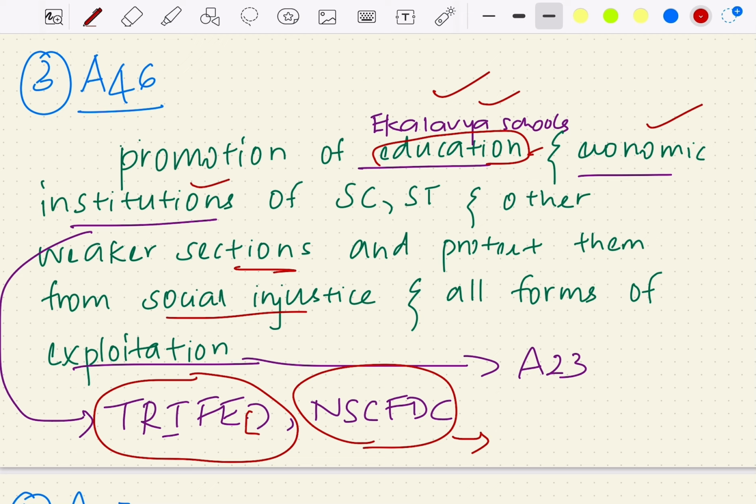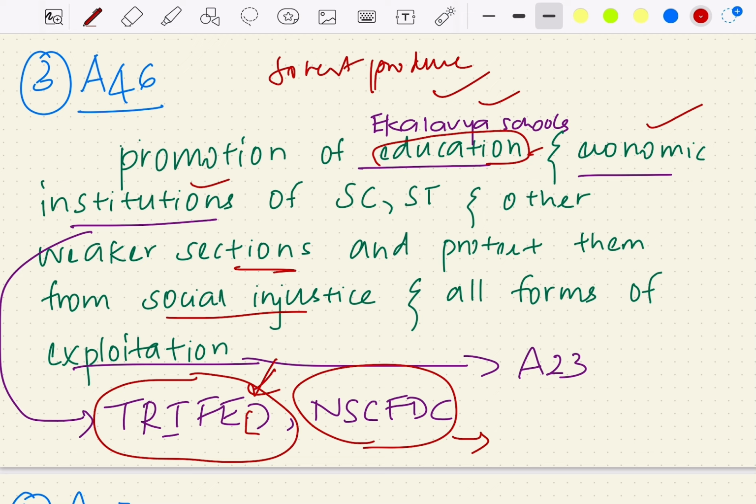What TriFed does is this: usually the ST community has a lot of forest produce. If they sell it in the market, they get exploited, because people usually purchase it at low prices, right? To get better prices for the ST community, TriFed purchases from the ST community on behalf of the people, gets better prices, and sells it in the market. So TriFed works to reduce the exploitation of the ST community.